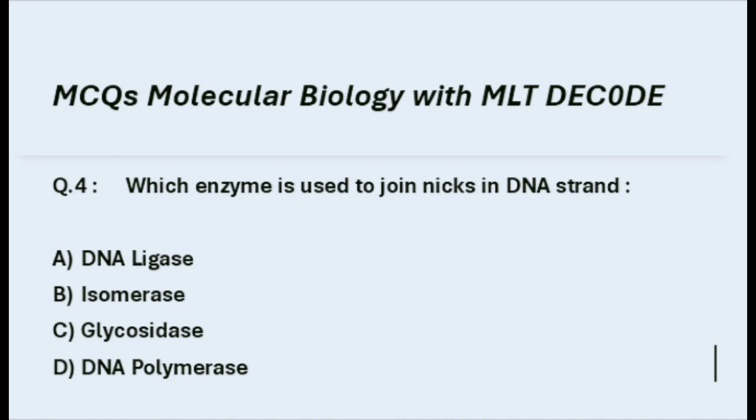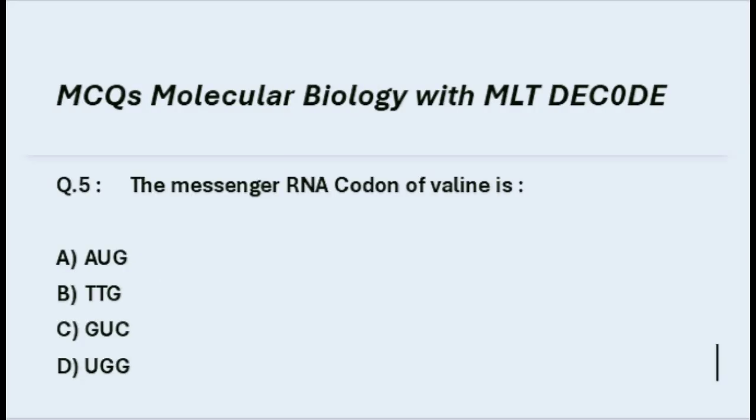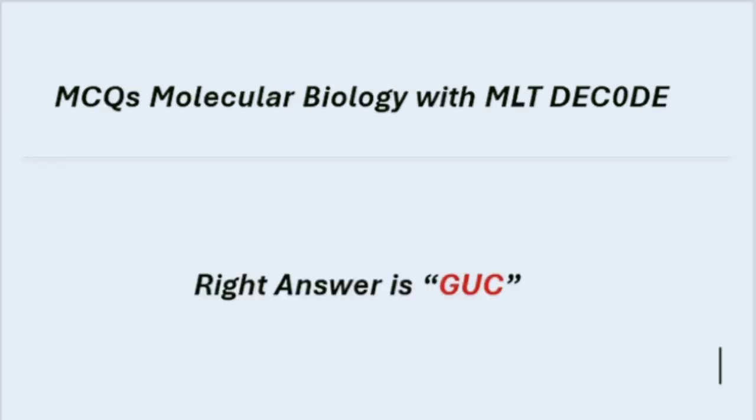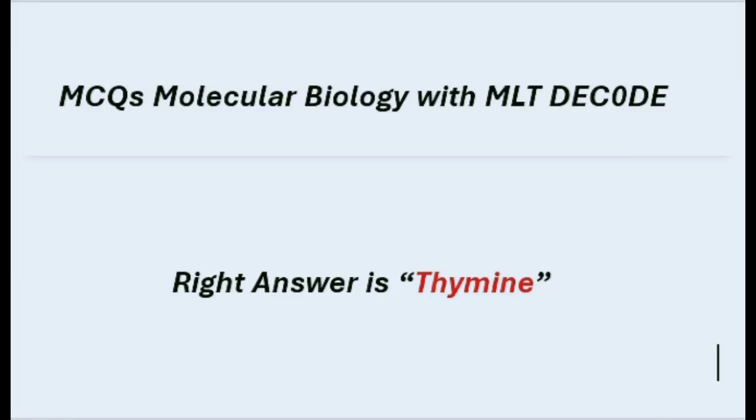The next MCQ is: which enzyme is used to join nicks in a DNA strand? DNA ligase, isomerase, glycosidase, DNA polymerase. The right answer is DNA ligase. The next MCQ is: the messenger RNA codon of valine is AUG, UUG, GUC, UGG. The right is GUC.